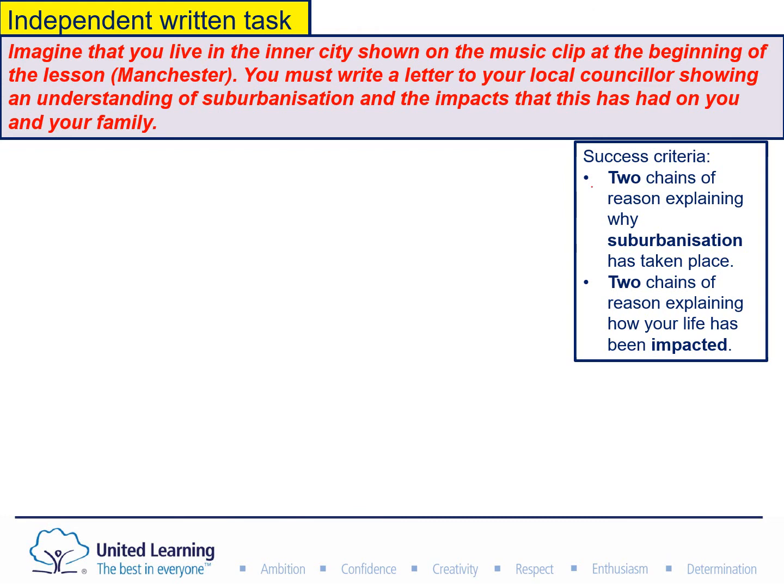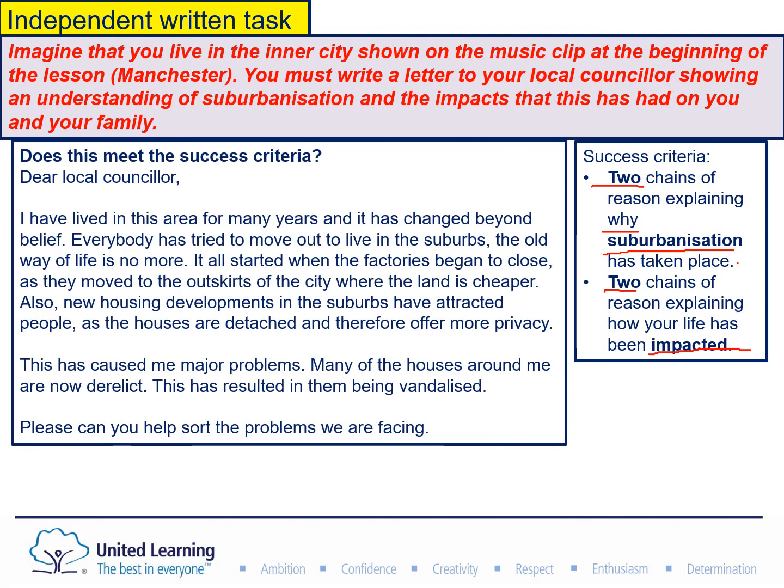You need to write at least 2 chains of reason explaining why suburbanisation has taken place. So why are people leaving this area? Explain in detail. Then you need to explain 2 chains of reason explaining how your life has been impacted. You can look back at the negative multiplier effect to help you with that. Let's have a look at an example.